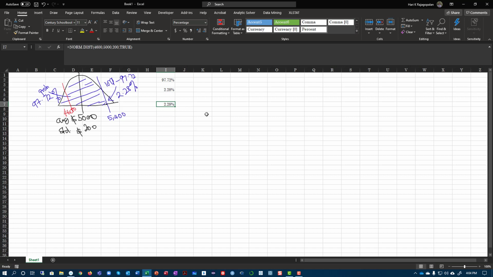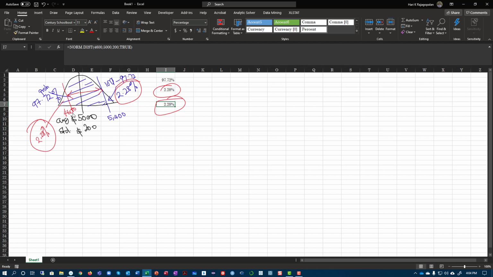And so, you know, this value here is the same as this value, as you can see, right? And the reason is because it's symmetric. This is 400 less, this is 400 more, and because normal distribution is symmetric, then these values will be the same.